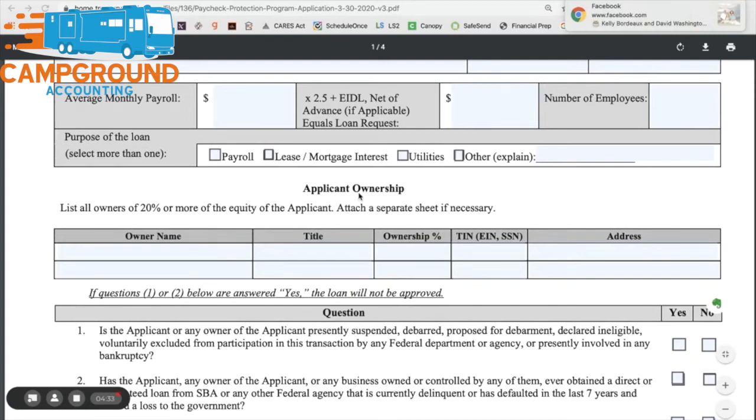Applicant ownership. Now this is who owns your business. If there are more than 20% owners, they all need to be listed. If they're less than 20%, they do not. So this should be the owner's name, percentage of ownership, their Social Security or federal ID number if it is indeed a business owner, and the address. If you need more space than these two lines, you would attach a separate sheet.